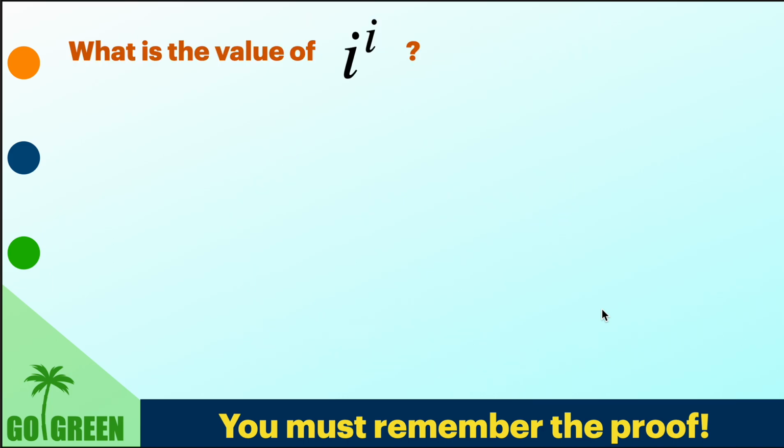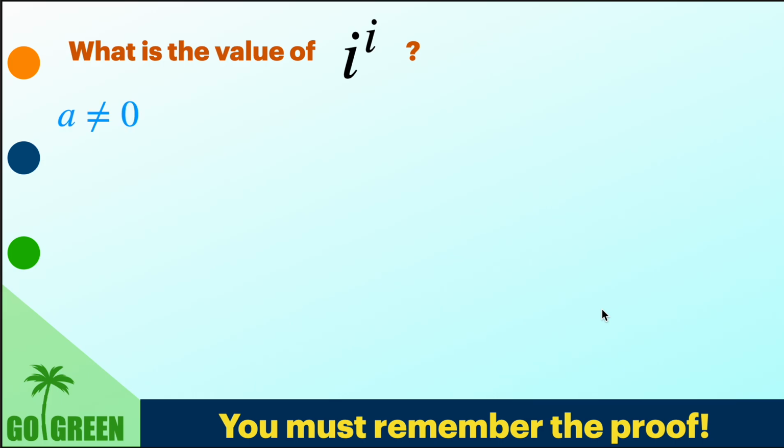Anyway, we are interested in finding the value or values of i to the power i. We'll see that i to the power i has many values, infinitely many values actually. So before we calculate the value of i to the power i, we must know the meaning of this symbol i to the power i, right?